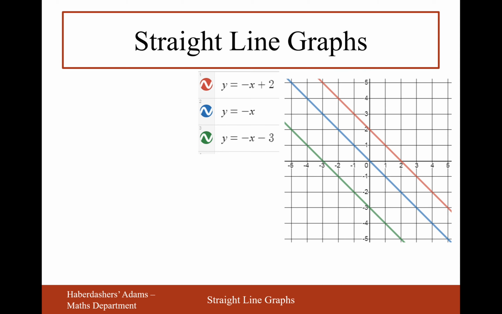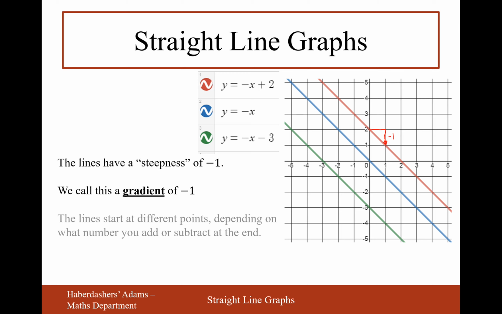And we could even have some negative graphs. So this is where we have a negative gradient. This gradient here would be minus x. So this has a steepness of -1. And what I mean by a steepness of -1 is that whenever you take a coordinate and go right and then down, it's down by 1 or up by -1. So we have a gradient of -1.